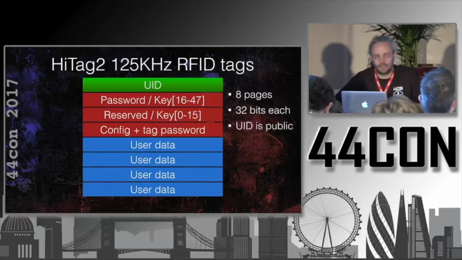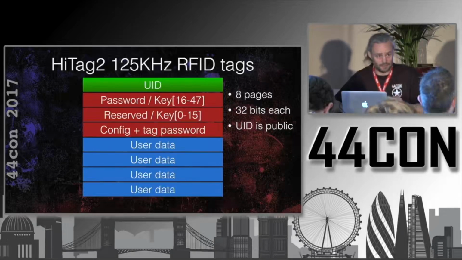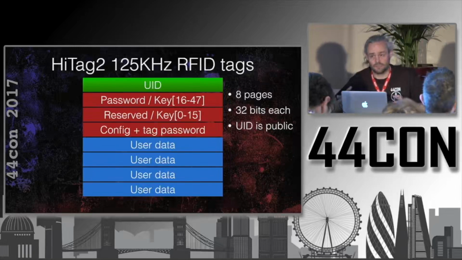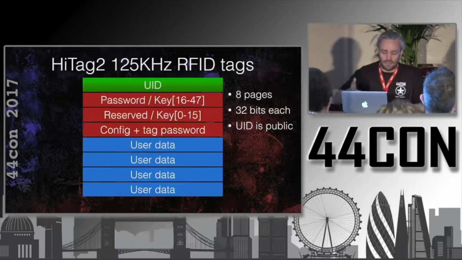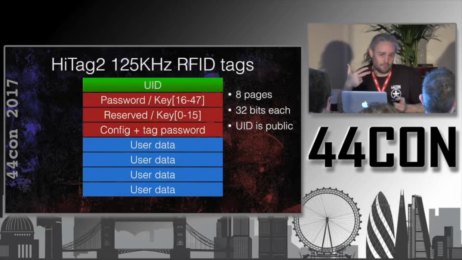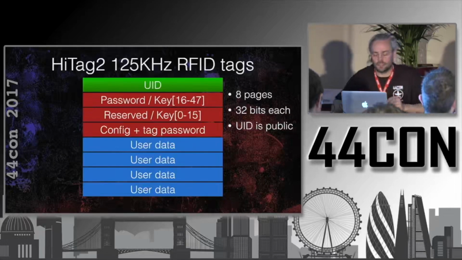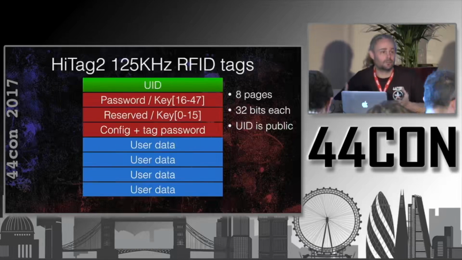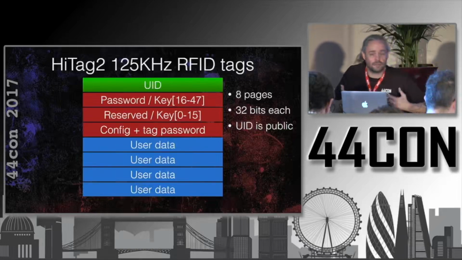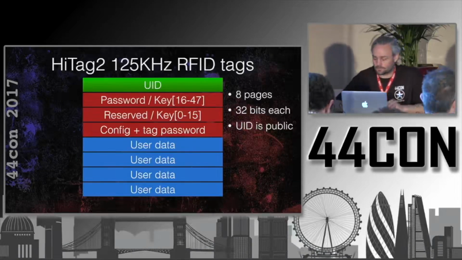HiTag2: 8 pages, 32 bits each. Page 0, the UID, is public. It's not typically used for access control decisions, but it is the first page. It's provided as part of the crypto handshake and is used to seed the RNG. Pages 1, 2 and 3 contain the crypto keys and the tag password, there for the mutual authentication and to seed the PRNG, which sets up a stream cipher. And pages 4 to 7 hold the user data, which identifies the person the card is for, and that's what the access control decisions are made on.